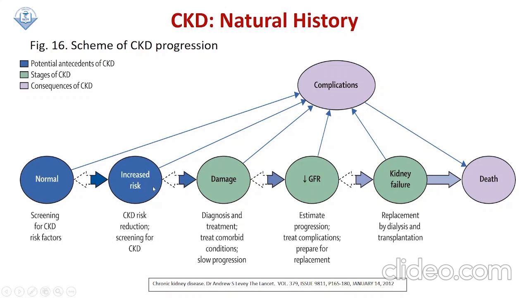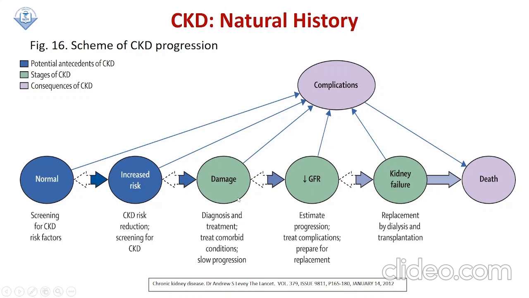Then, the next stage, if disease progresses, is the appearance of some kidney damage, damage of the structure of the kidney and damage of its function. At this moment, we have a range of treatment measures, we can treat comorbid conditions and we can achieve a real slowdown of progression.